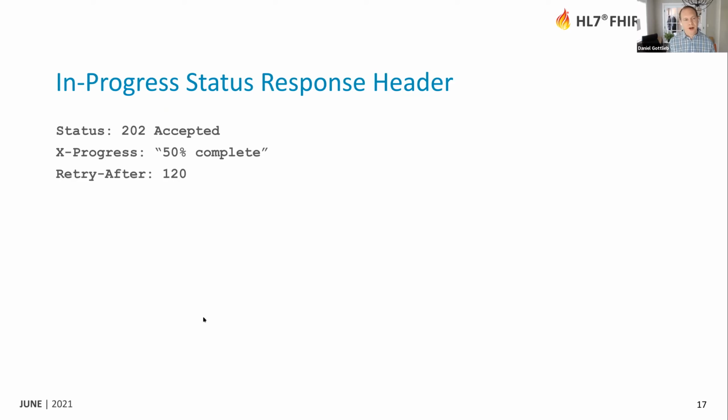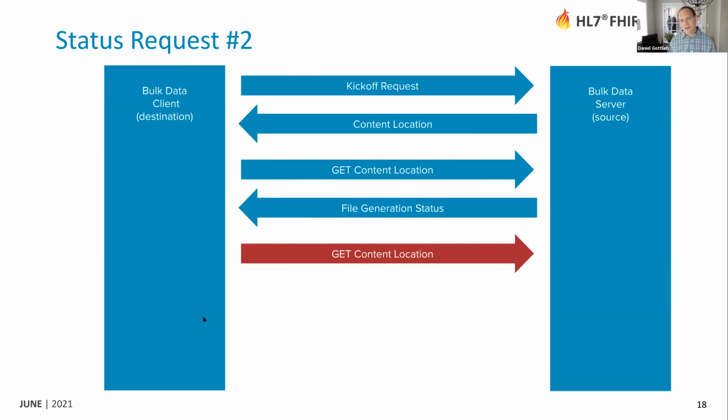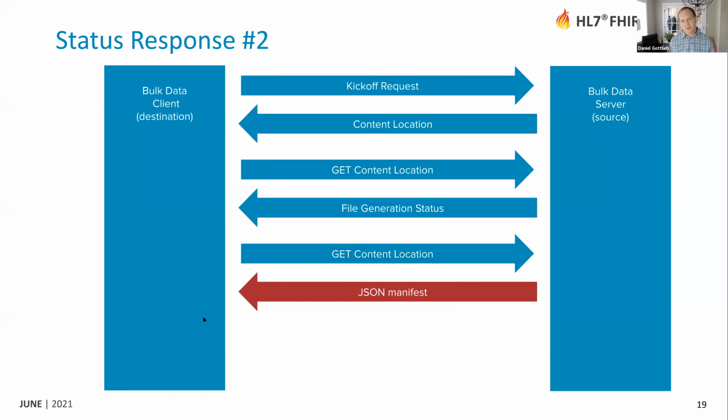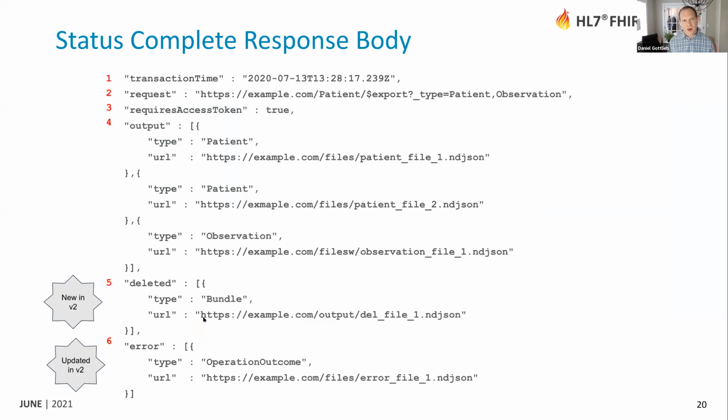The server can also return a header that tells the client kind of when to retry. So in this case, the server thinks it'll be done in 120 seconds. And so it's telling the client, hey, retry this request after 2 minutes, and I should have your job done. So let's say we do that, and the client then polls the server and says, do you have my bulk data job ready? Since the server does, instead of returning a status response, it's going to return a JSON manifest, what we call the complete status response.